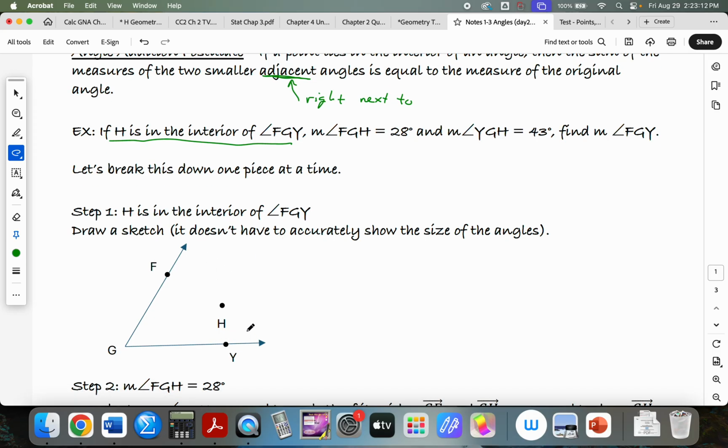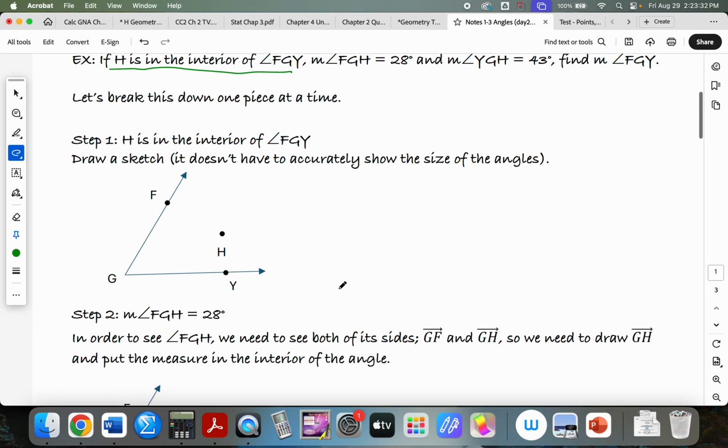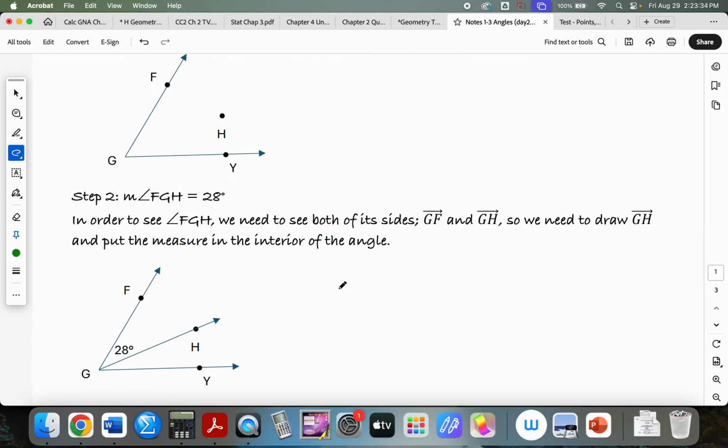Now, we don't know how big angle FGY is. I usually draw it as an acute angle. You can draw it as an obtuse angle if you want to, but we have no idea what size it is. And then H is somewhere in the interior. Then it tells me the measure of angle FGH is 28. So in order to see angle FGH, we need to see both of its sides, both GH and GF. Remember, the sides of the angle are always rays, and they always start at the vertex and go away from it. So here we'll put this as 28.